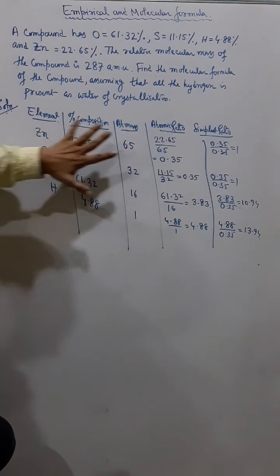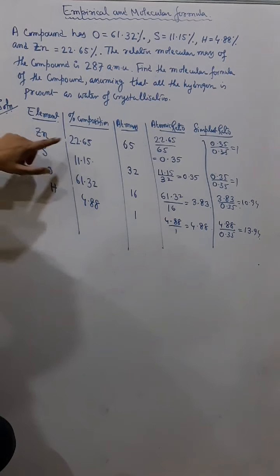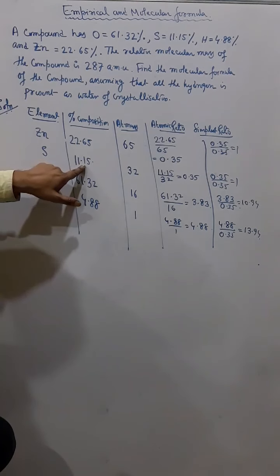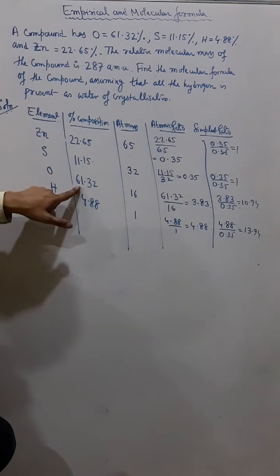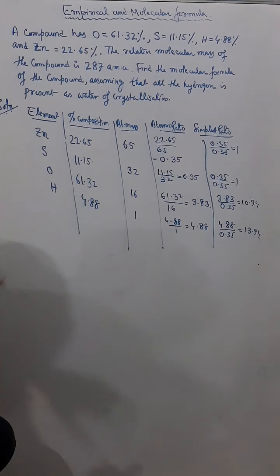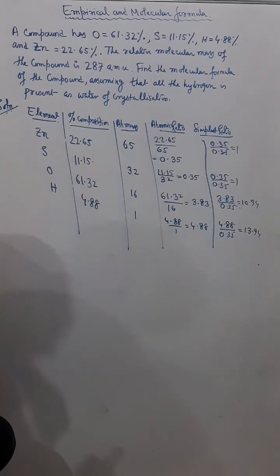Now I have done the calculation from before, just to save time. As you know, I have put it here: zinc, sulfur, oxygen and hydrogen. These four elements are given. Zinc is 22.65%, sulfur 11.15%, oxygen 61.32% and hydrogen 4.88%. The atomic mass of zinc is 65, sulfur is 32, oxygen is 16 and hydrogen is 1.